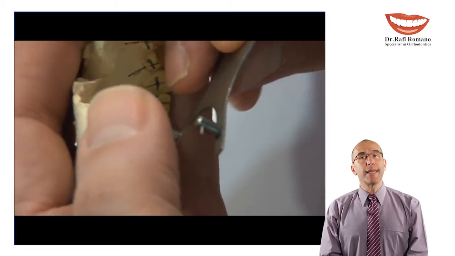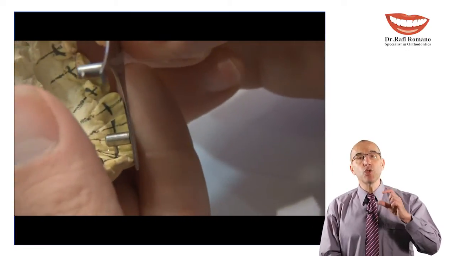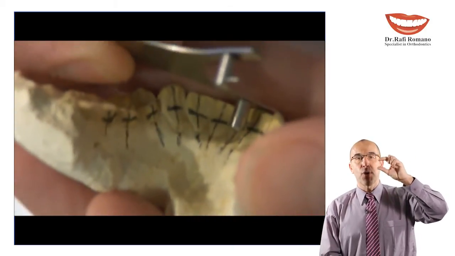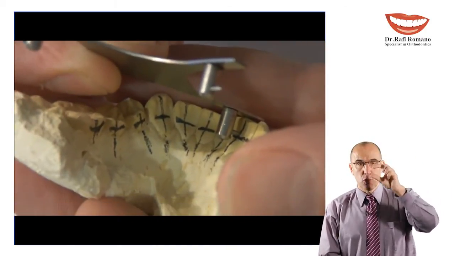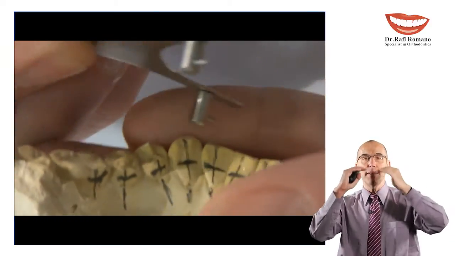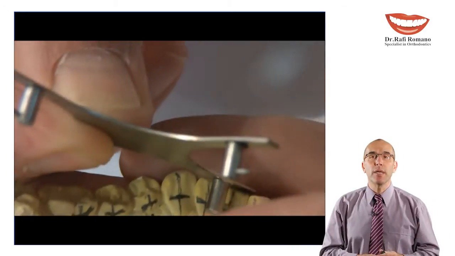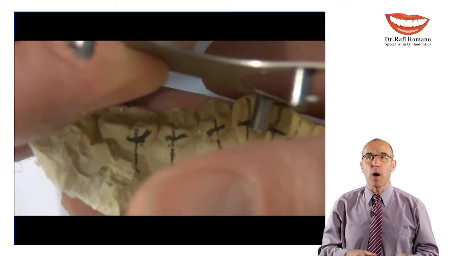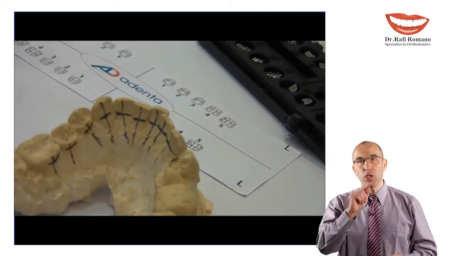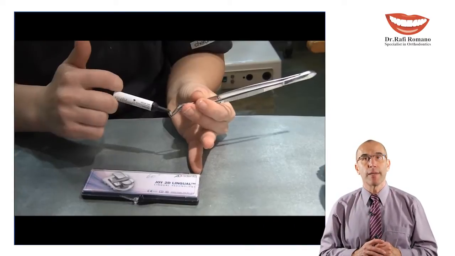Now I use the gauge in order to make sure that I have the same height from the incisal edges to the horizontal line that I marked, so I will not have an up and down difference between the teeth once I place the wire. So I go one by one, I check, and if I need, I change this horizontal line.